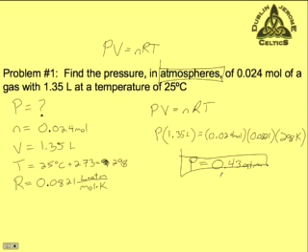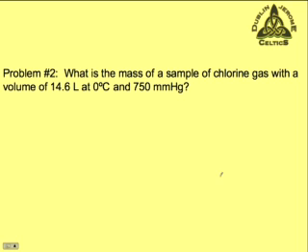Let's try another sample problem. They get a little harder, so I want to show you one more example. What is the mass of a sample of chlorine gas with a volume of 14.6 liters, 0 degrees Celsius, and 760 millimeters of mercury? Let's write down our variables. First, mass. Mass is unknown, so let's put that there.